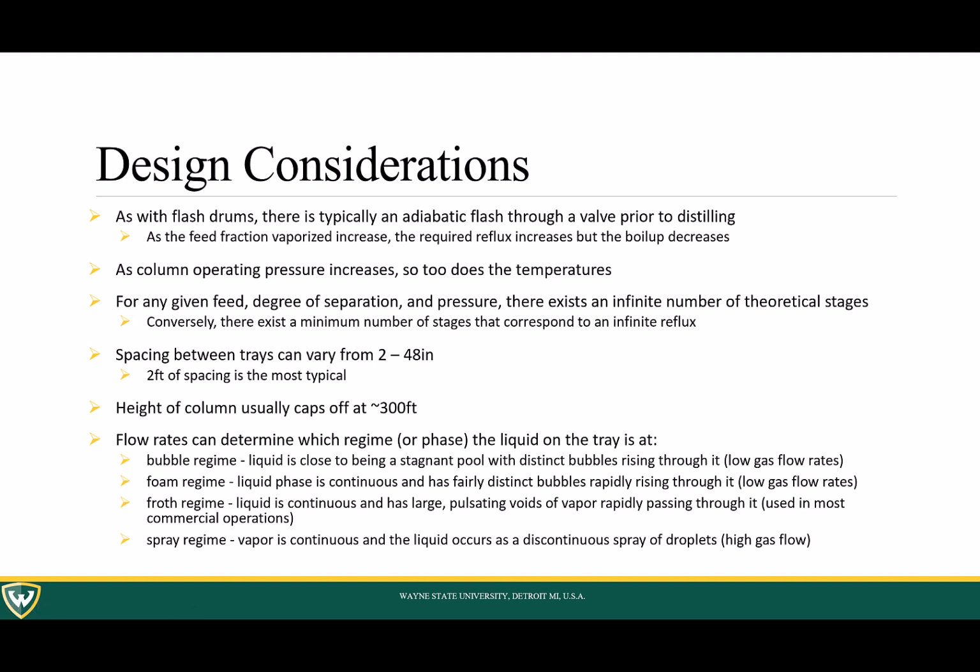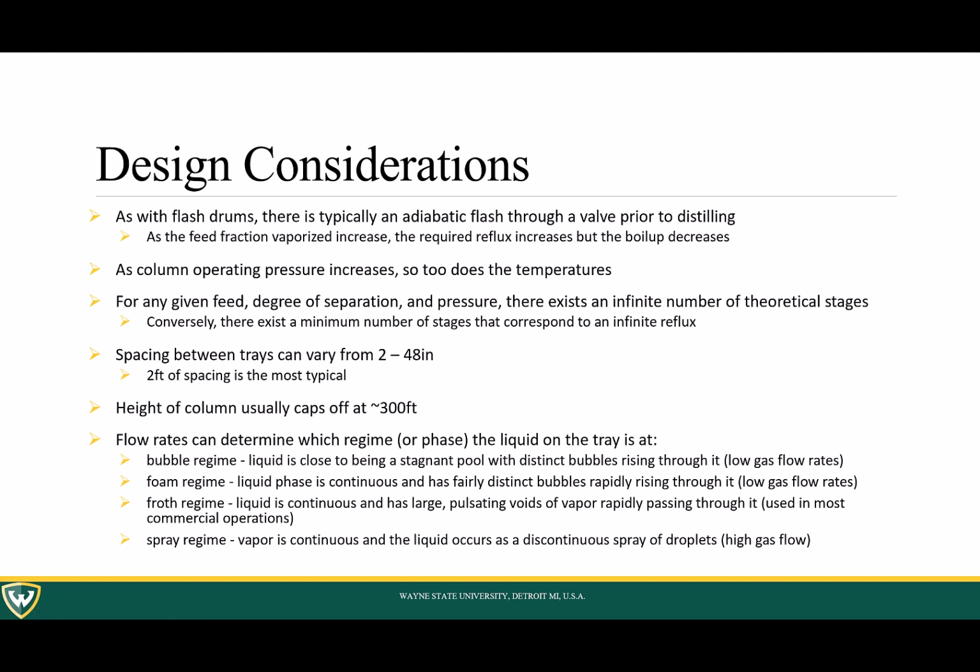The spacing between the trays can vary between 2 inches and 48 inches. However, typically you'll see about 2 feet, maybe 3 feet, as the industry standard. That's going to result in a cap of about 300 feet. Usually distillation columns avoid getting higher than 300 feet because at that point it's just too tall. There's a lot of other concerns.